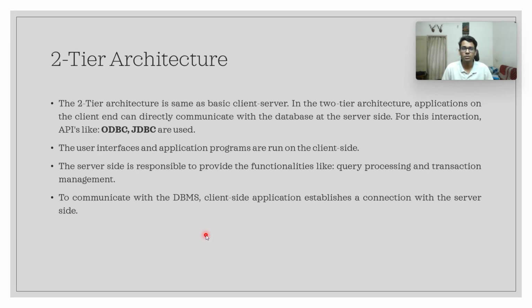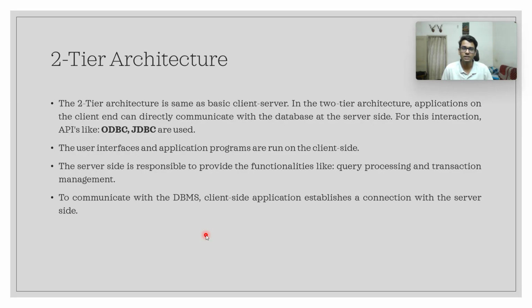Now, coming to the two tier architecture, the two tier architecture works similarly to the client and server architecture, where the user contacts the database through the client, and the database is kept on the server, and the direct communication is not present between the user and the database.